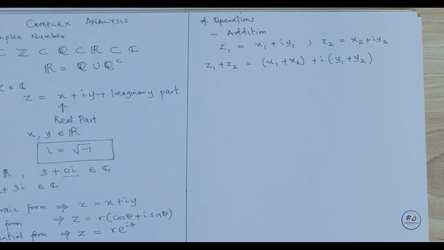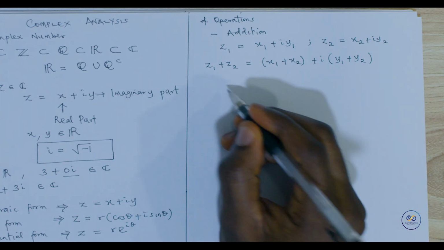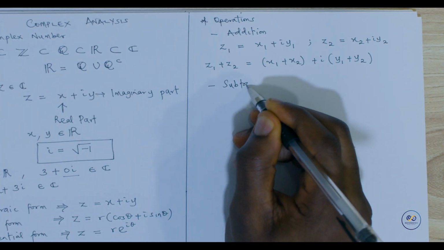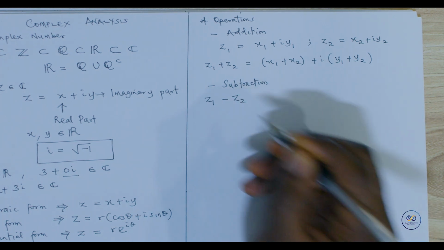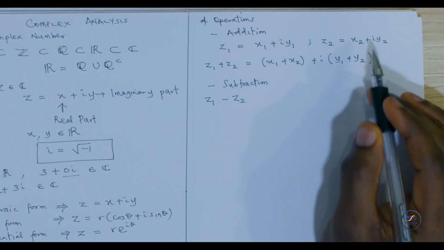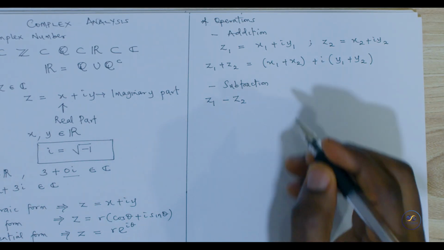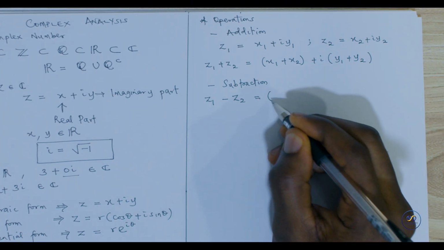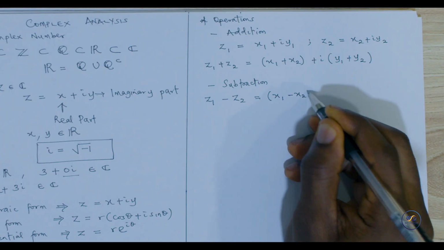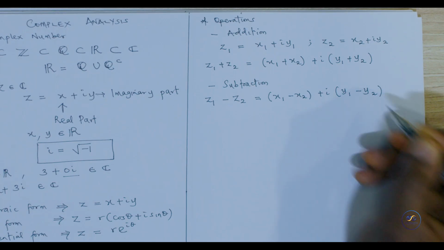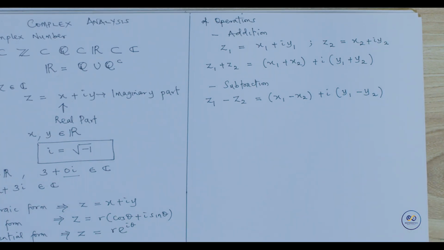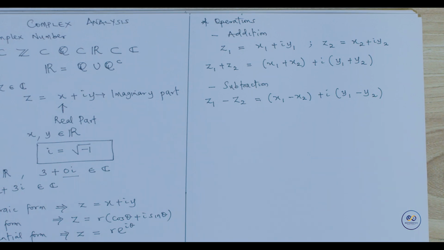The same thing also happens when we discuss subtraction. For subtraction, if we have z1 minus z2, retaining the same representation for z1 and z2 as above, you will have x1 minus x2 plus i times y1 minus y2 as the result. Now, this is exactly how addition and subtraction work as far as complex numbers are concerned.